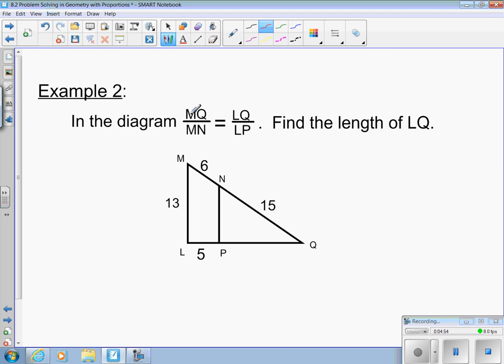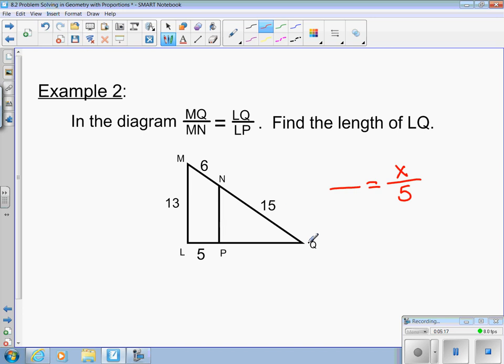Now in this diagram, they show us that this proportion is equal. Find the length of LQ. We want to find that number. So LQ is what we're looking for, so I put a variable in for LQ. LP is 5.